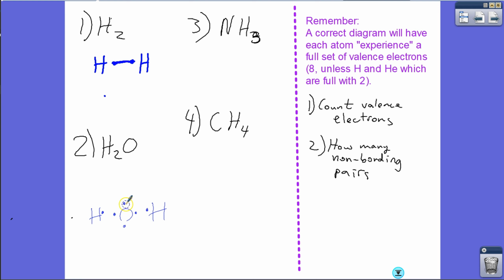Now, if I'm only putting electrons on top, bottom, left, or right, if those are the only spots where I put them, when I start, I need to get to 6. I've only got 4 right now, so I have to put another one up here, then another one over here. It doesn't really matter where you put it. It will be a non-bonding pair. So 1, 2, 3, 4, 5, 6. Now I'm at 6. So it looks like oxygen has 2 non-bonding pairs and 2 electrons that are available for bonding.